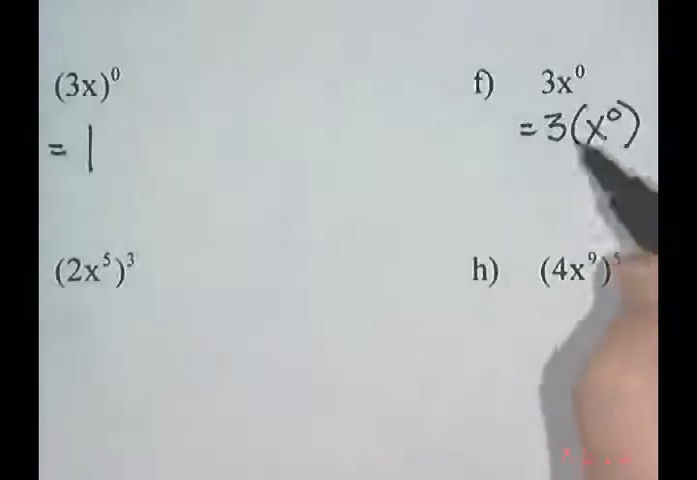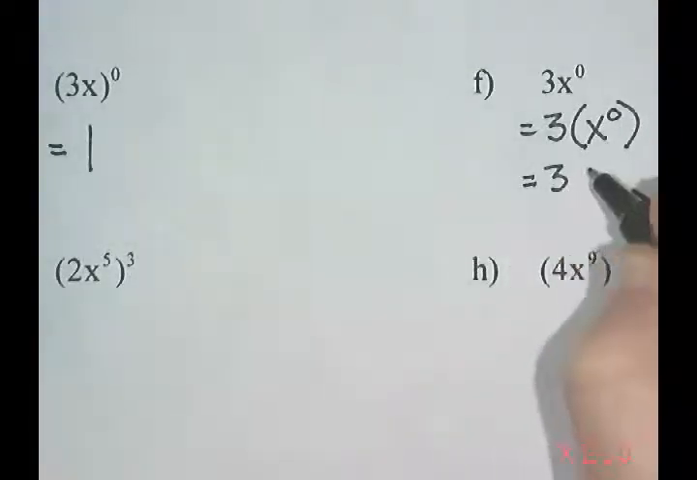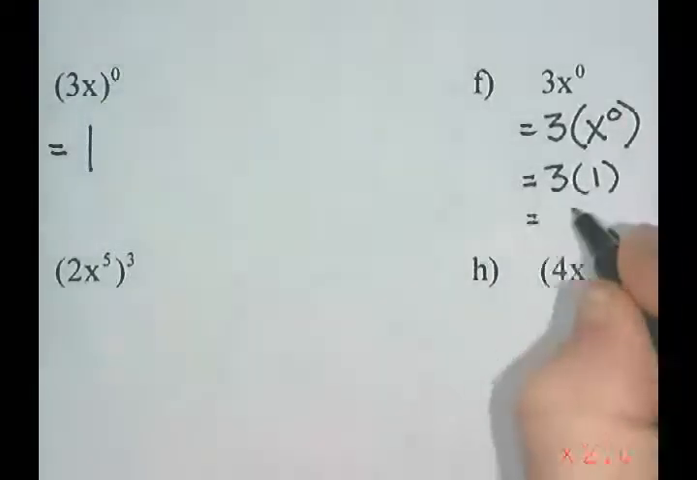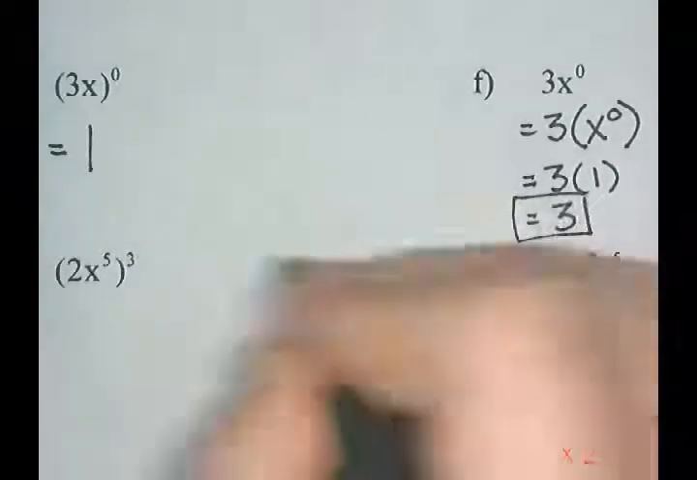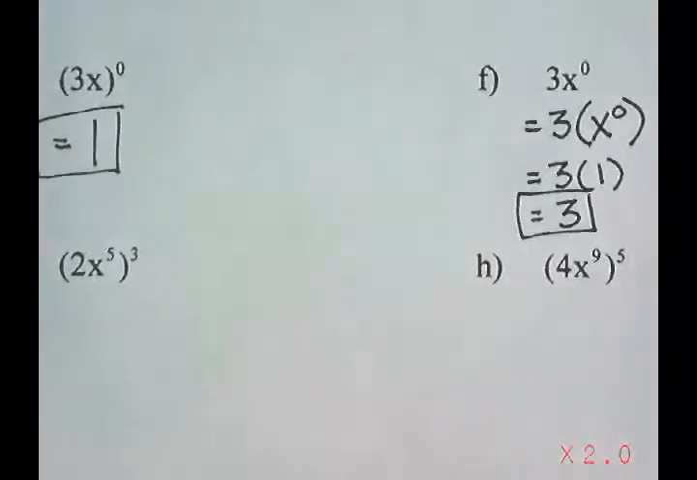So here, since it's just on the x, I still have that 3, and then x to the power of 0 is 1. And 3 times 1 is 3. So you do have to be careful and pay attention. Is there a bracket? Is there not a bracket? Right? What does that mean?